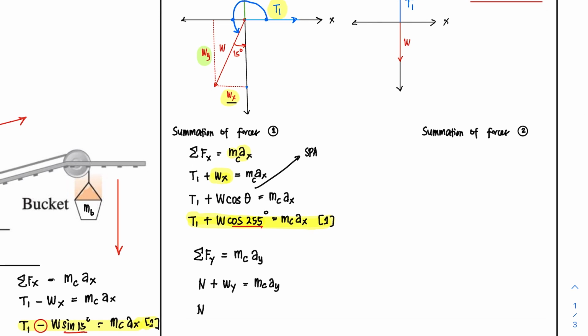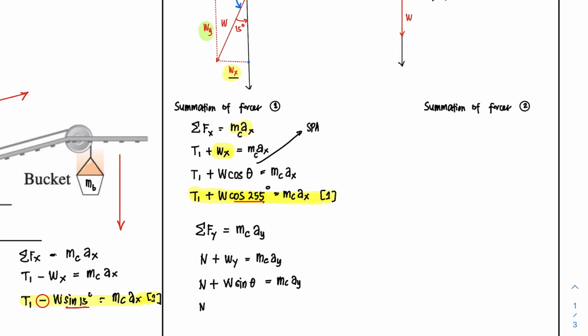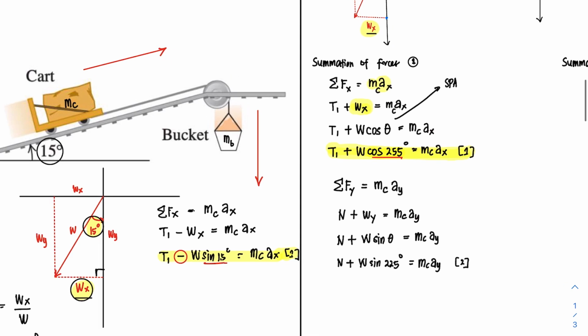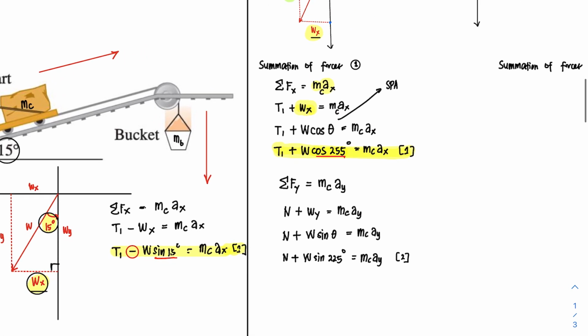So when I do that, I will have normal force plus W sine of 225 degrees. Okay, I will just write the detail. Sine of theta is equal to mc a sub y. Now, the normal force N plus W sine of 225 is equal to mc a sub y. So, this is your equation 2.